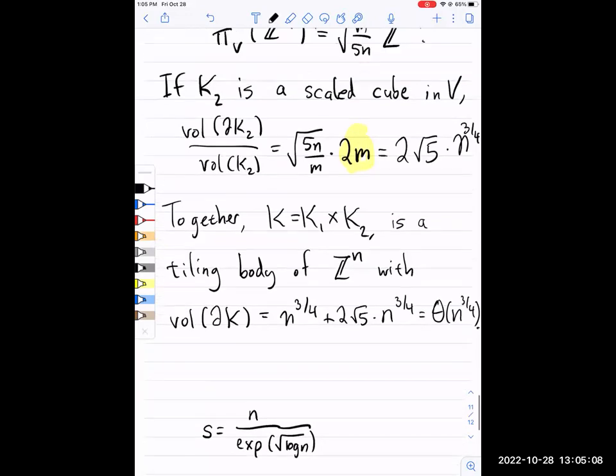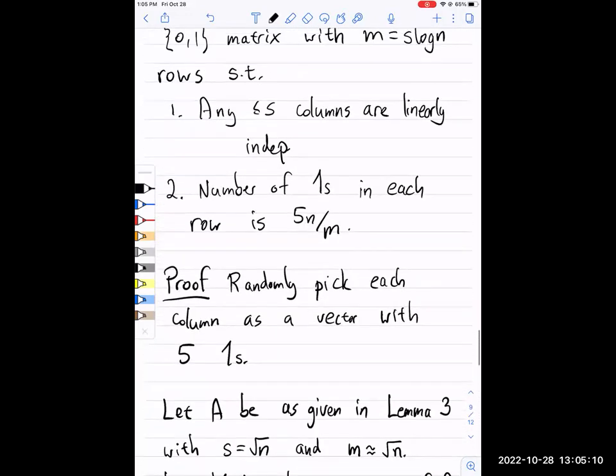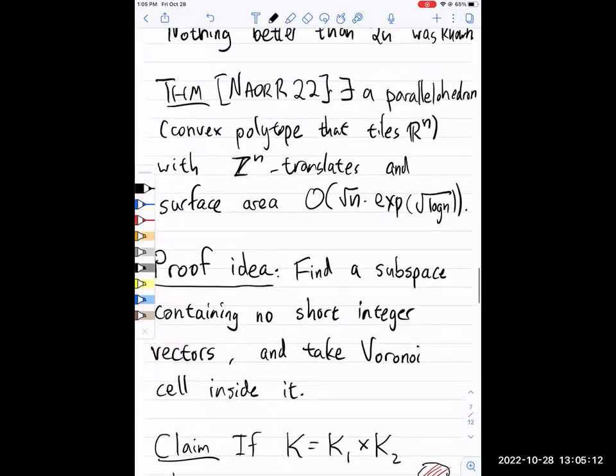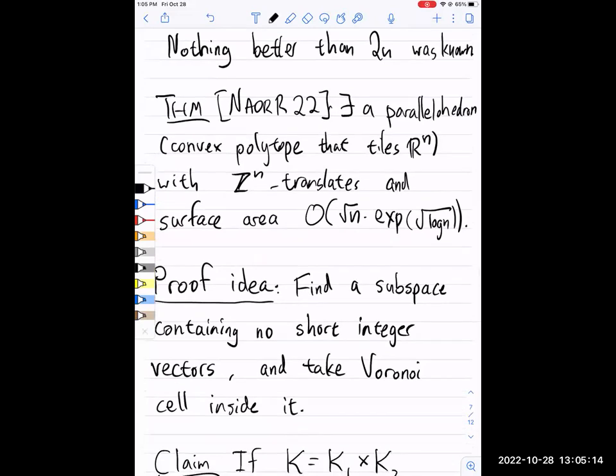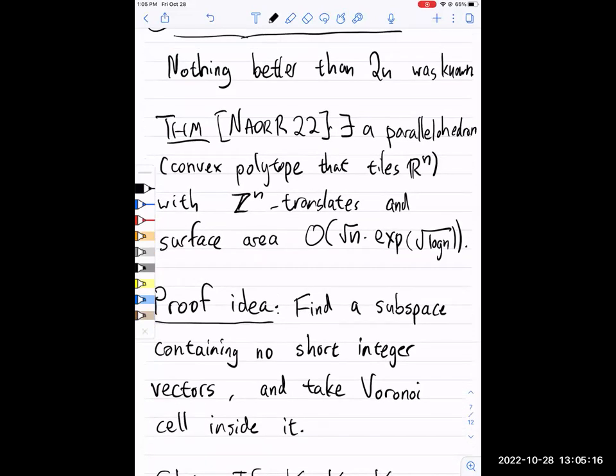Another open question is, of course, to improve and get square root n, exactly square root n. I don't know, maybe it's impossible. Maybe you can show a lower bound. We are currently stuck. And that's it. So let's stop there and take questions. Thank you.